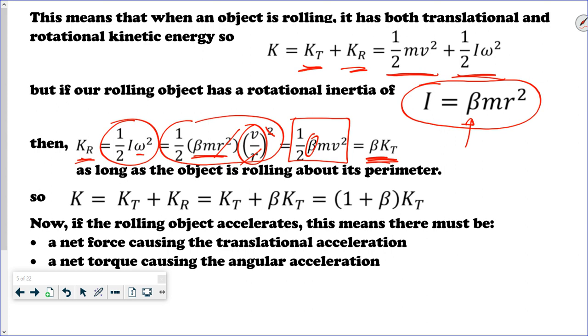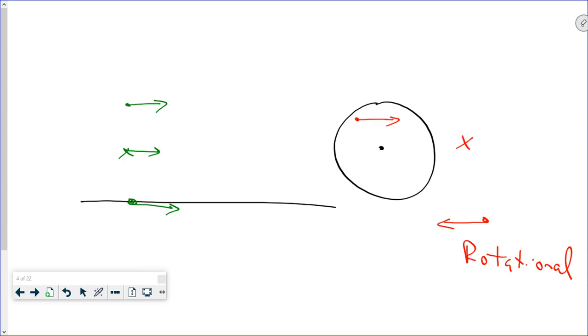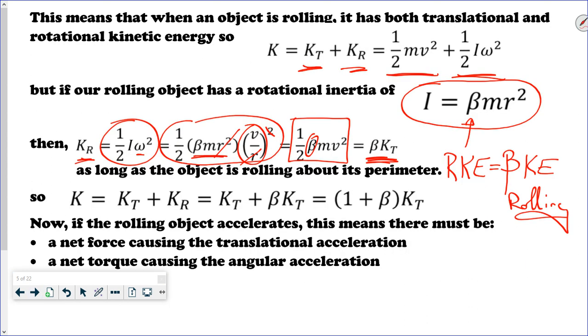If an object is rolling, what that means is our rotational kinetic energy will just be equal to beta times our regular old kinetic energy. If smooth rolling. Okay, that will be true. It's got to be smooth rolling. All right? So, if the object is rolling, and so what that means then is if you want to find your overall kinetic energy, add your translational and your rotational. So that's your translational plus your rotational. So this right here represents the overall kinetic energy of a rolling object.